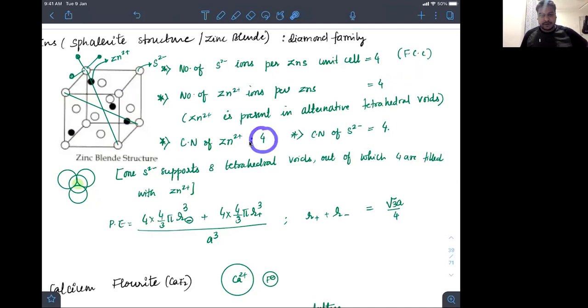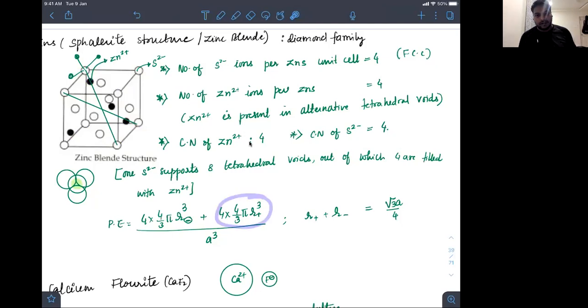Coordination number of zinc is 4 because it is touching 4 sulfides. And S2 minus is also 4 because every S2 minus has the nearest atom as zinc only, in 4 different cubes. So the coordination number of S2 minus is also 4. Clear? If you want to calculate the packing fraction with the tetrahedral voids, you include the tetrahedral voids also. Normally we write 4 times 4 by 3 pi r cube. Now since 4 of the tetrahedral voids are also covered, write that volume also. That whole divided by a cube will give you packing fraction or packing efficiency.